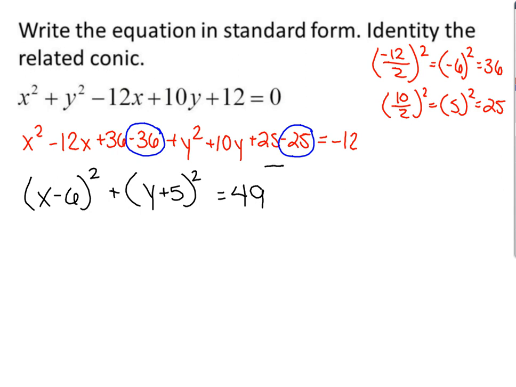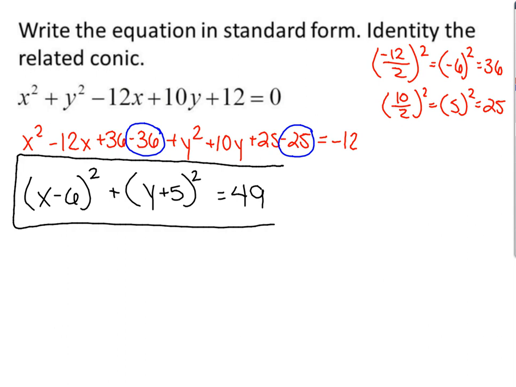And this is in the square. This is the standard form of a circle. If there would have been values in front of those parentheses, we would have needed to divide what our answer was on the right side to make it equal to 1 to make it an ellipse.